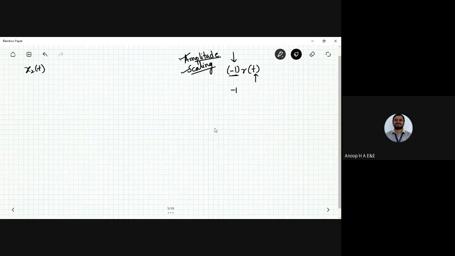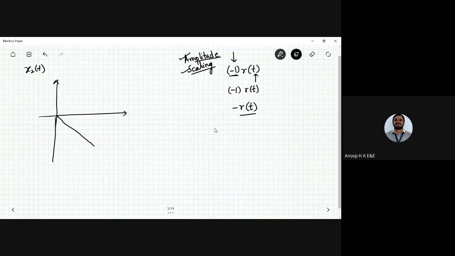Okay, so minus 1 into r of t. So minus r of t, that is there. That is the problem that you are going to face in your examination and also in your test. So see to it that you have the amplitude scaling done properly. As I already told you, the slope would be minus 1 there, right?